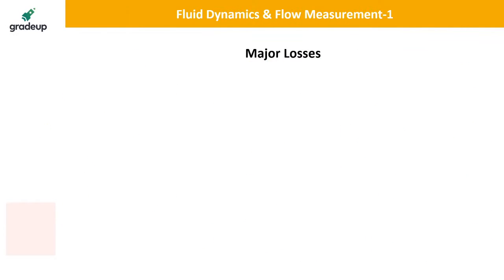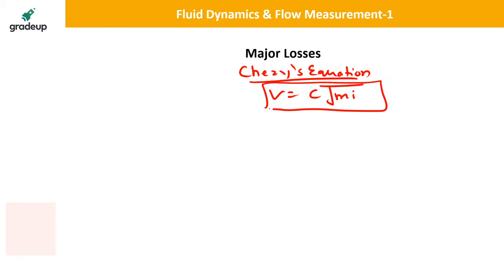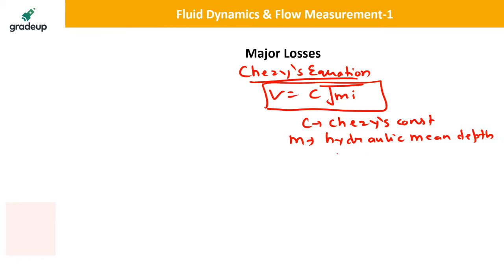Next is Chezy's equation. Chezy's equation is very simple. It is used to find V is equal to C under root M into I. This is Chezy's equation. C is called Chezy's constant, and M is called the hydraulic mean depth, that is equal to d by 4 for pipe.